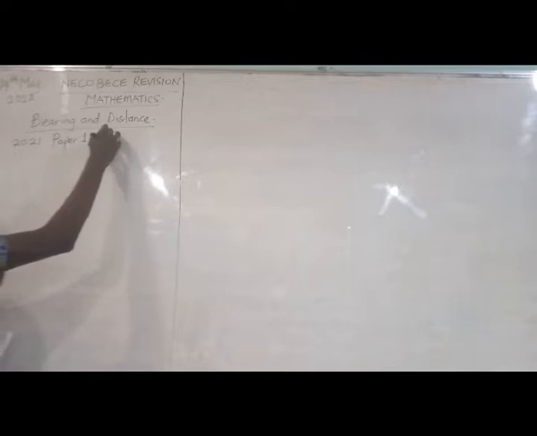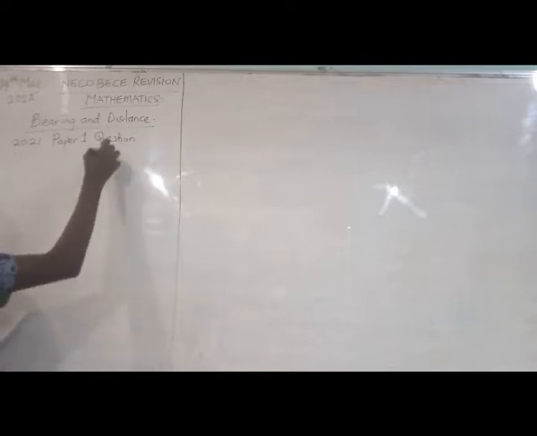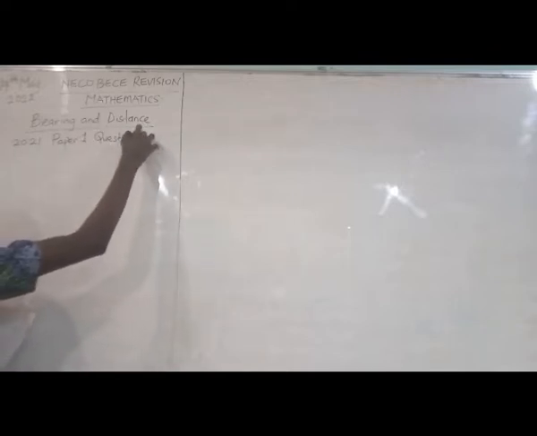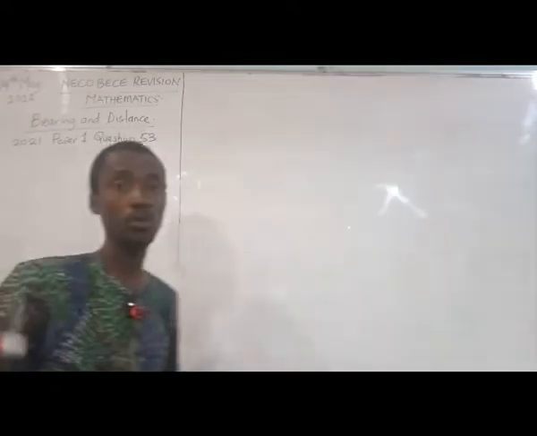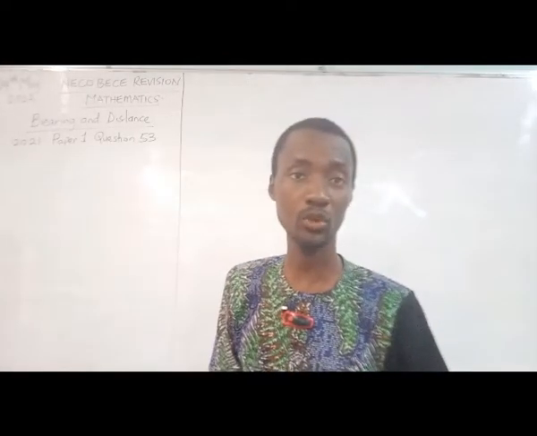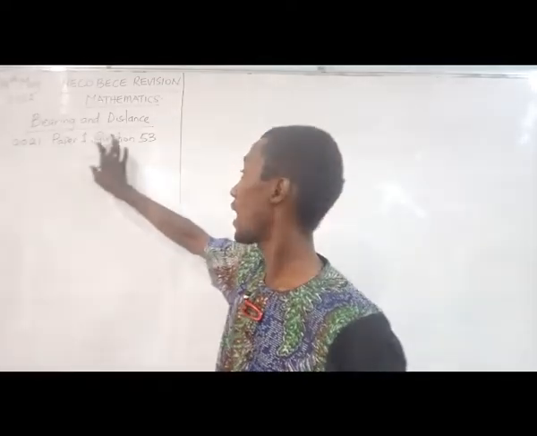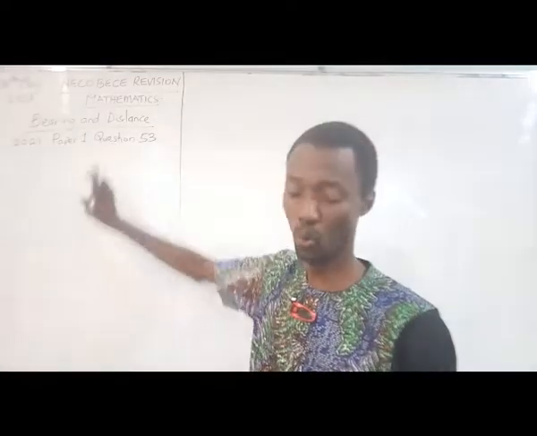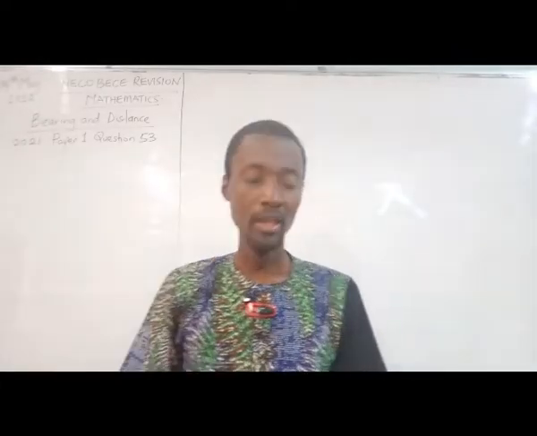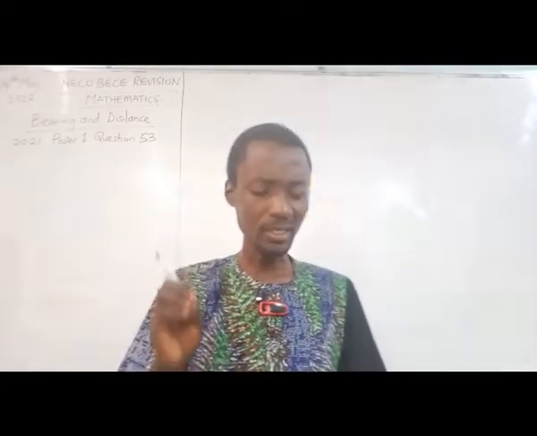So that's 2021 paper 1, question 53. Subsequently, I'll be using coded language to write this. Anytime you see P, it will be paper. And anytime you see Q, it will be what? Question. Alright, it says a boy starts.